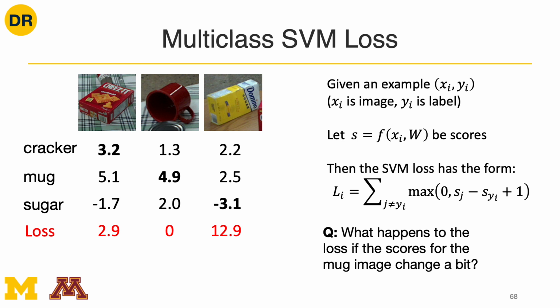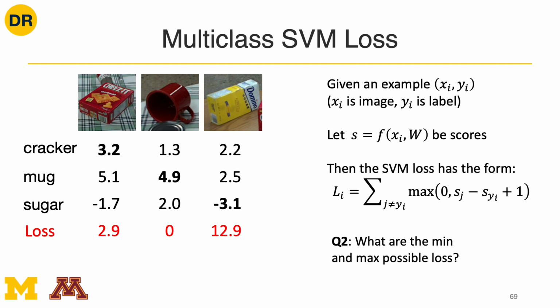In this case, we would not expect the loss to change, because first of all, the mug is the correct class. The score that was produced, 4.9, is substantially larger than the margin of 1 from the incorrect scores. So if we slightly changed that mug score to 4.8 or 5.0, we wouldn't expect the loss to actually change.